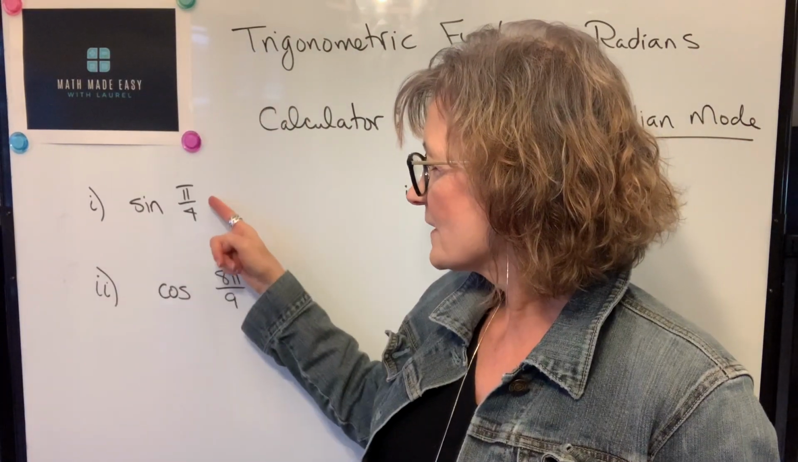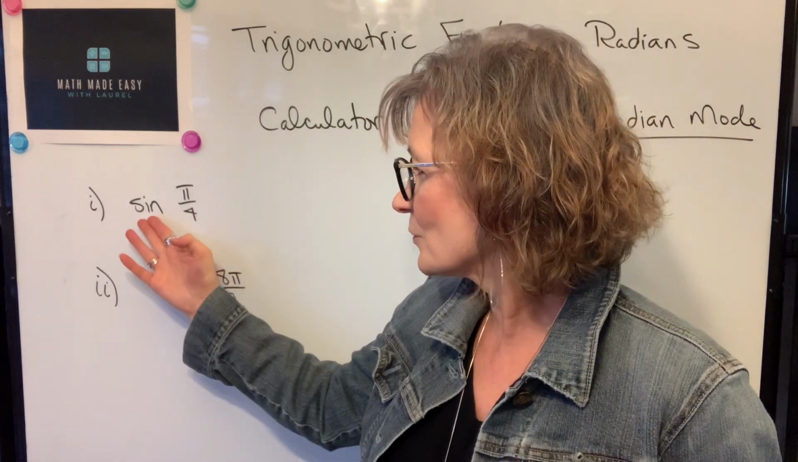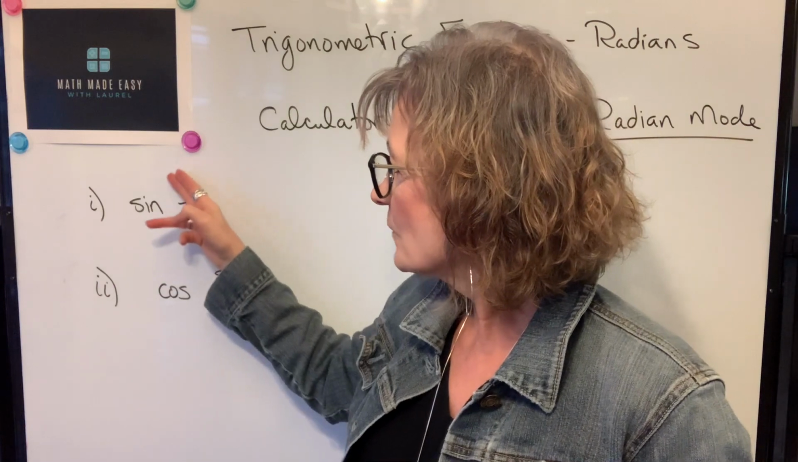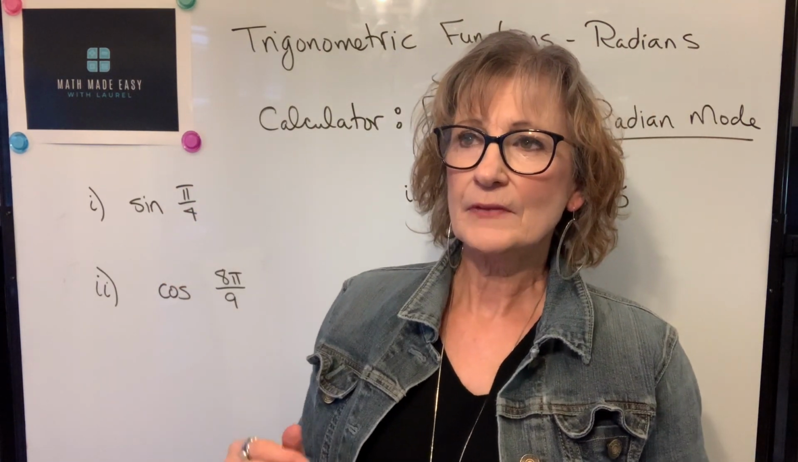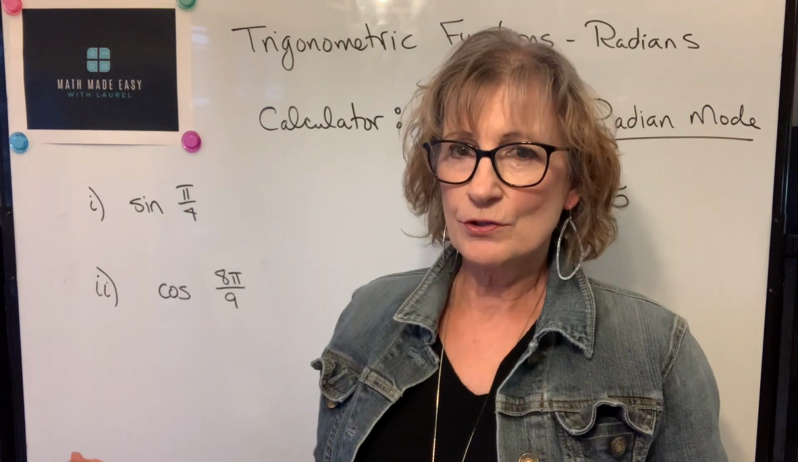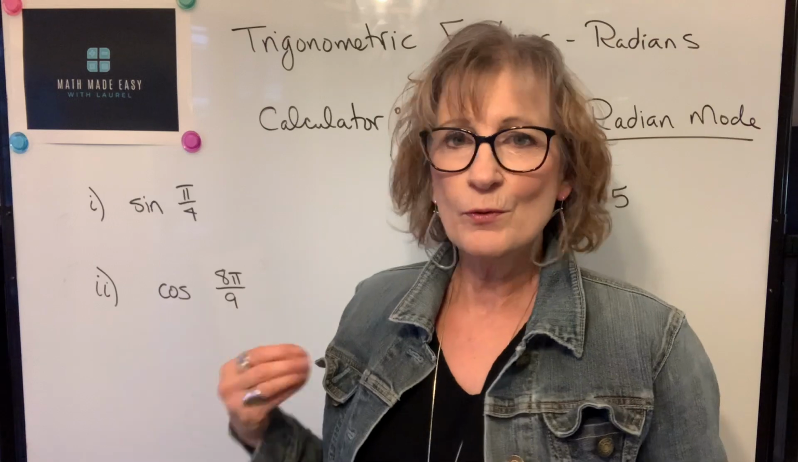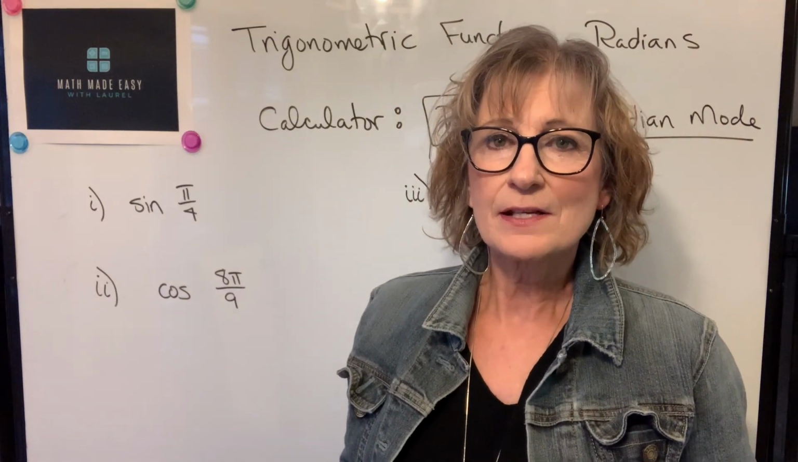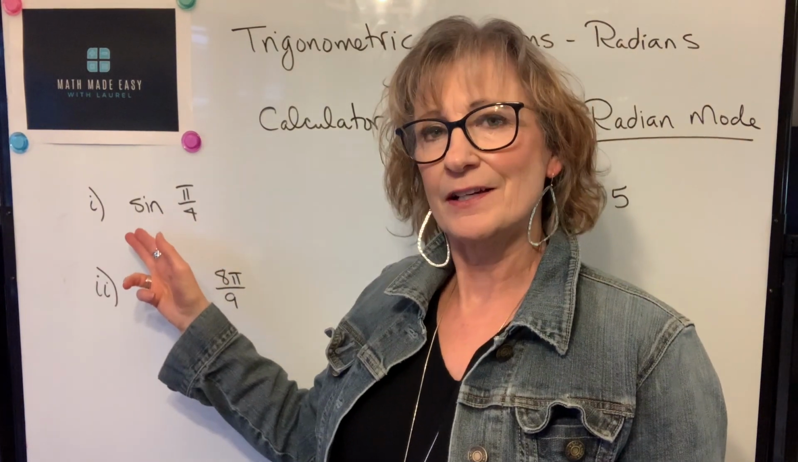Remember in the last video I said if there is no unit and you know it's an angle, which you know it is because we have a trig function, then we understand that that is radians. It's not degrees. So we don't have to change to degrees in order to find our sine of pi over 4. We don't need to know what this angle is in degrees. All we need to do is make sure we're in radian mode, and then we find the sine of it.